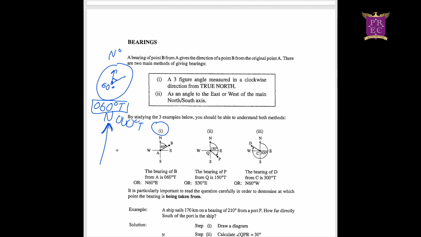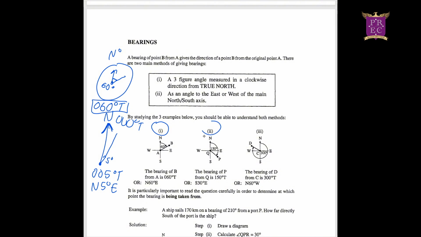And if you were starting at the middle of the clock and went this way and it was 5 degrees, you would need to give your bearing as 005 degrees true. Or alternatively you can do north 5 degrees east, meaning you went 5 degrees from north towards the east side. Okay, let's have a look at this one.